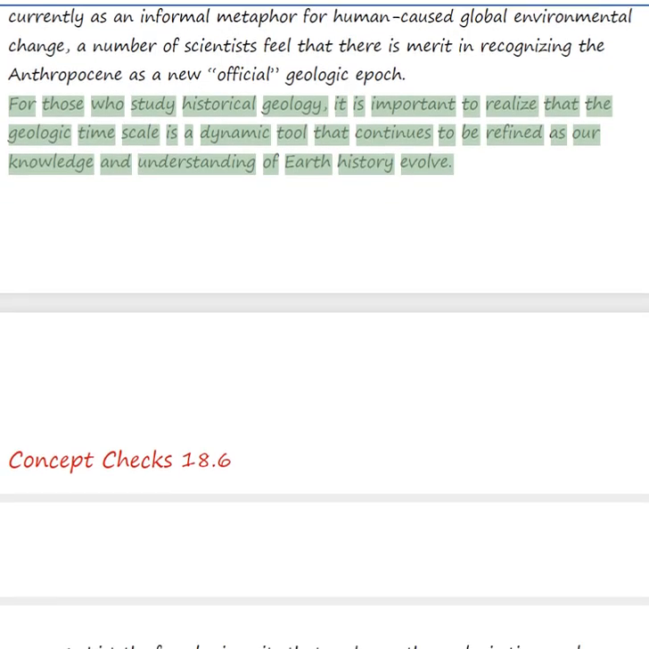For those who study historical geology, it is important to realize that the geologic time scale is a dynamic tool that continues to be refined as our knowledge and understanding of Earth history evolve.